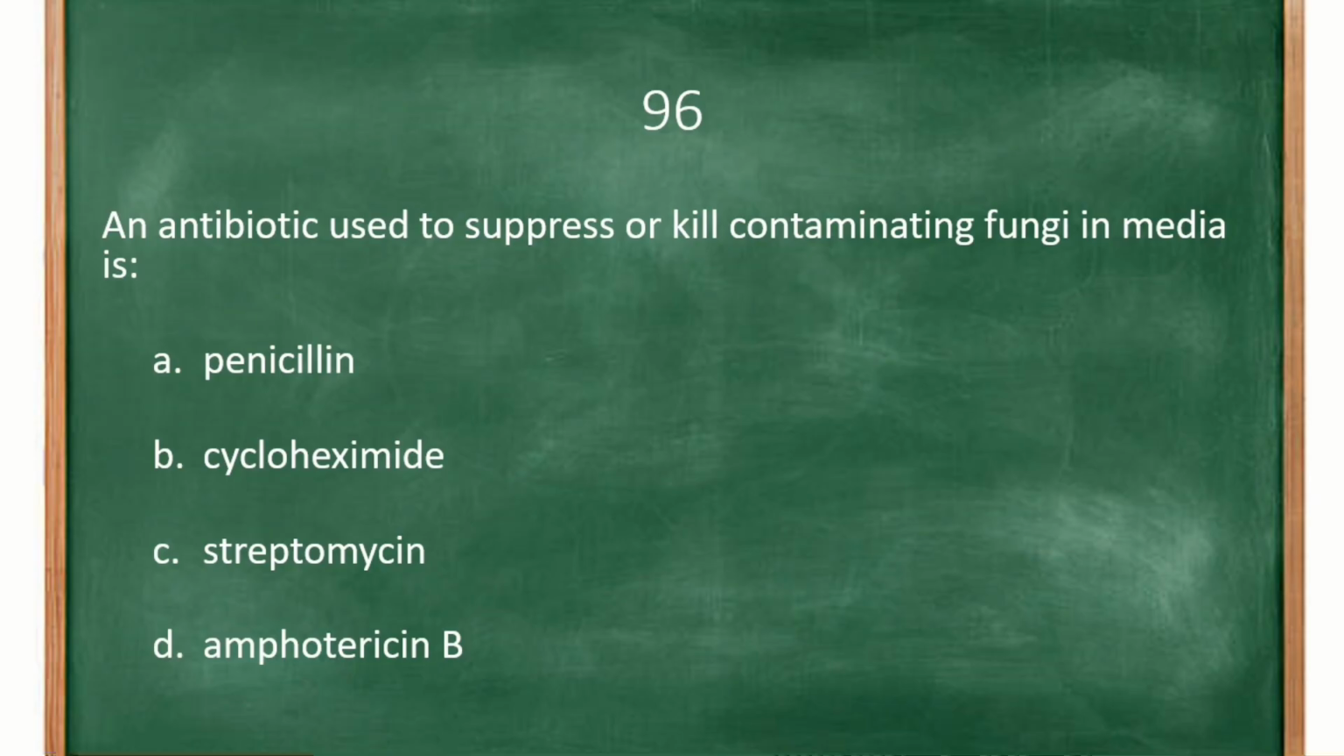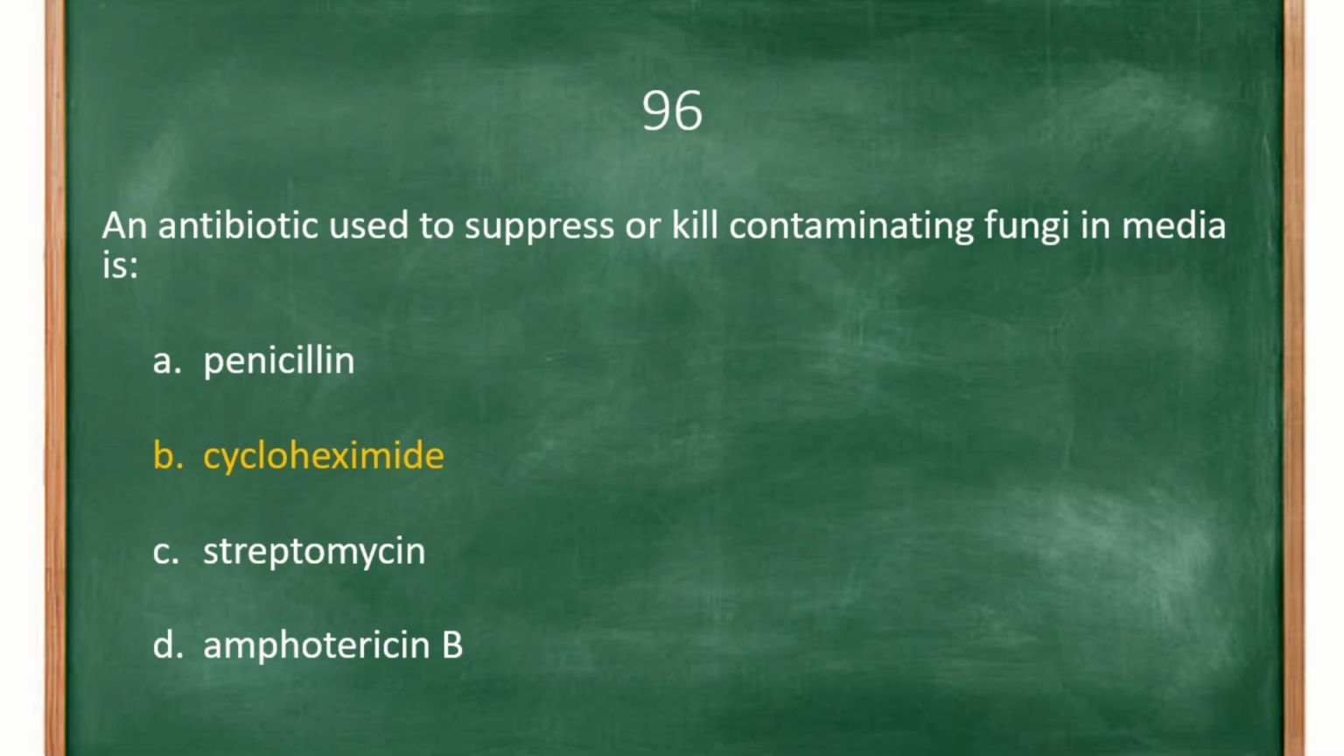96. It says that an antibiotic used to suppress or kill contaminating fungi in media is A, penicillin, B, cycloheximide, C, streptomycin, and then D, amphotericin B. The correct answer here is cycloheximide. Okay, cycloheximide. So why?